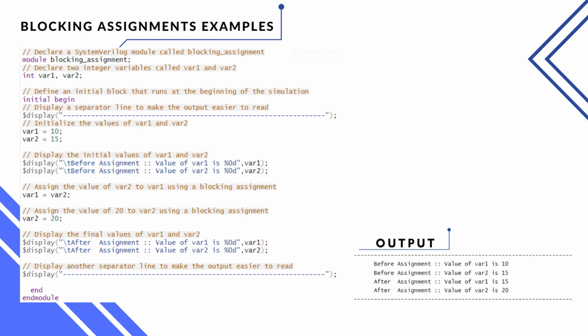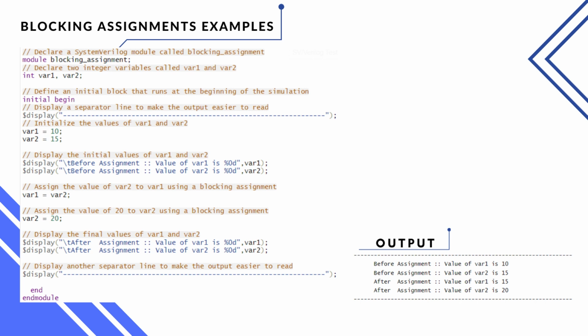This is because the first assignment using a blocking assignment assigns the value of var2 to var1. Since it is a blocking assignment, the value of var1 is immediately updated to the value of var2. This means that after this assignment, both var1 and var2 have the value of 15. The second assignment using a blocking assignment assigns the value of 20 to var2.